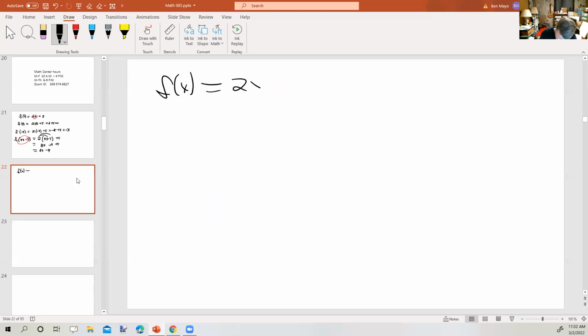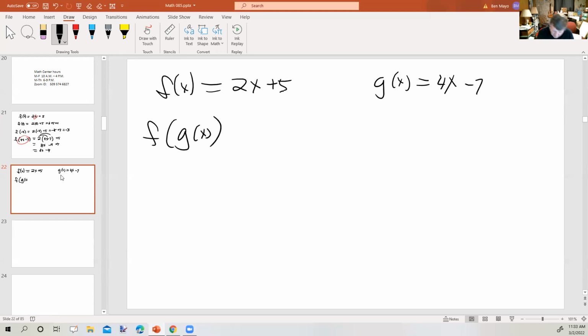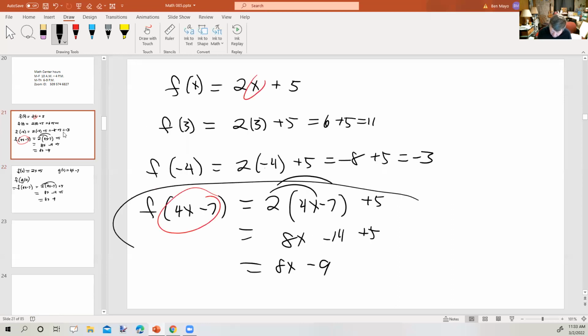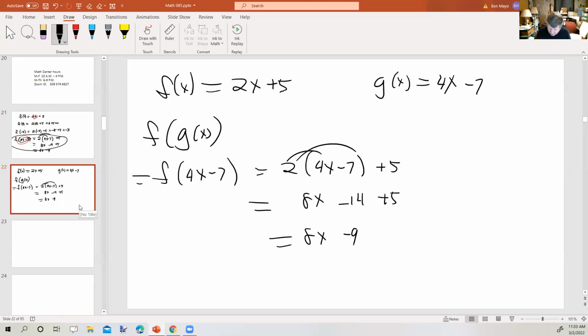What if I had f of x equals 2x plus 5 and g of x equals 4x minus 7, and I wanted to evaluate f of g of x. So I'm going to evaluate f at g. Well, g of x is 4x minus 7. So this would be equal to f of 4x minus 7, which would be equal to 2 times the quantity 4x minus 7 plus 5, which would be equal to 8x minus 14 plus 5, which is 8x minus 9, which is basically the same thing I did right here, only I gave 4x minus 7 a name and called it g of x. We okay so far?